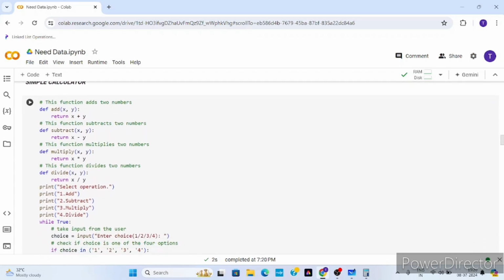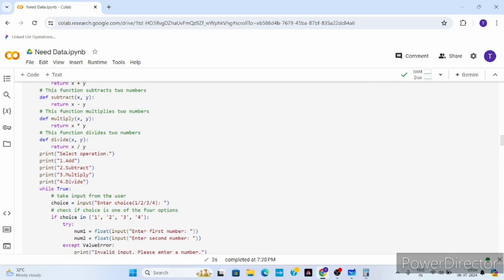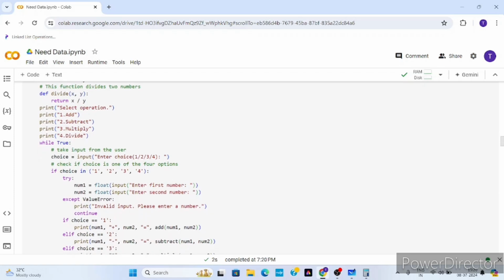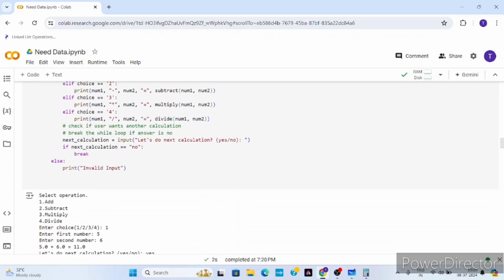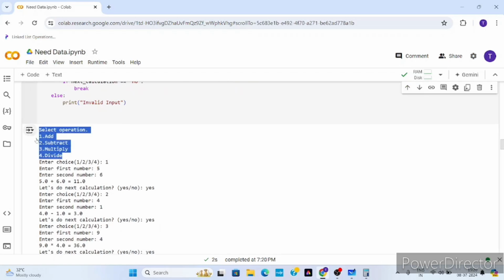Now we are going to make a simple calculator. What are the functions in a simple calculator? Addition, subtraction, multiplication and division. First we see the output, and there will be 4 operations. You select one, entering the choice of 1, 2, 3, 4. If you choose 1 it will be add, if you choose 2 it will be subtract, if you choose 3 it will be multiply, if you choose 4 it will be divide.